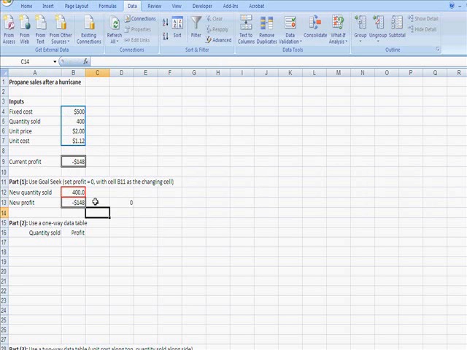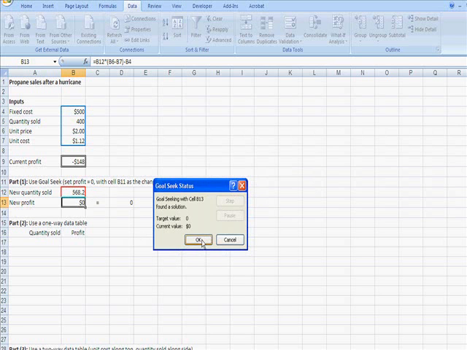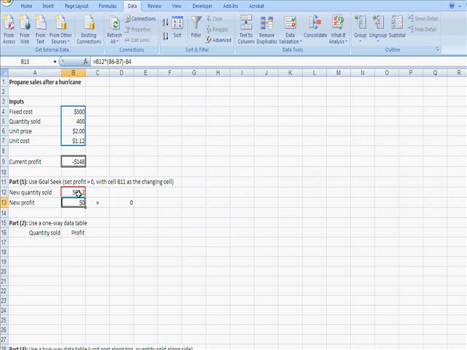But we want to set our profit equal to 0. To do so, we go to Data, What If Analysis, Goal Seek. We set B13 to 0 by changing cell B12. We click OK, and we solve for this equation, and the county would have to sell 568 gallons of propane to break even.